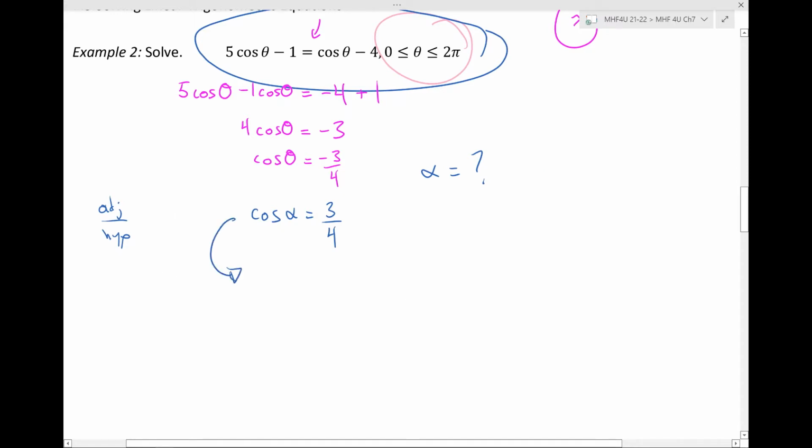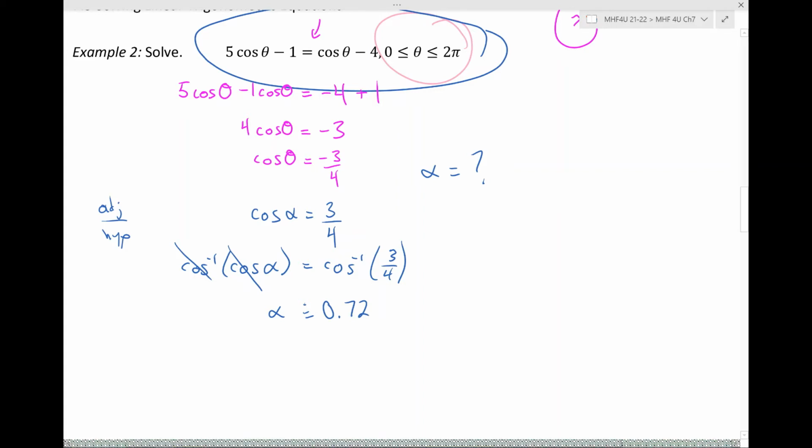The cosine of a related acute angle is 3 over 4. That means I can take the inverse cosine of each side. The inverse cosine of the cosine of alpha is equal to the inverse cosine of 3 over 4. And if that's true, then alpha, because those cosines cancel out, is equal to the inverse cosine of 3 over 4. We plug that into our calculators and we find that alpha is approximately equal to 0.72. Okay, what is that in? Well, it's in radians, right? So if our alpha for related acute angle is about 0.72, then we'll head back up here.